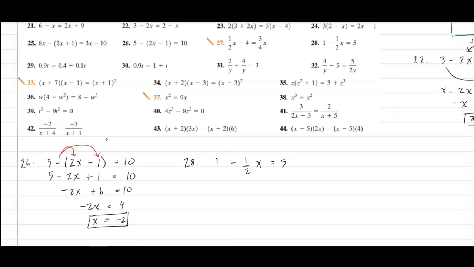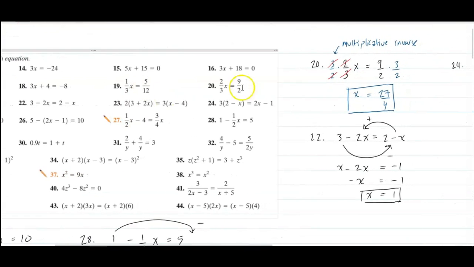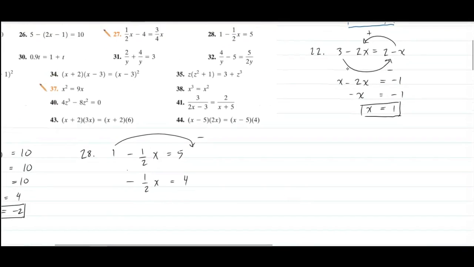All right, so now what we'll do is we'll move the 1 over and it'll become a minus 1. So you'll have negative half x is equal to 5 minus 1, which is 4. And then if you consult what I did for you in number 20, right, how I started with number 20, that's what we're going to do here, is we're going to multiply this negative half by its multiplicative inverse. And its multiplicative inverse is negative 2 over 1, or simply a negative 2. And what that does is the following. It causes the 2's to cancel, the negatives to become positives, and what you're left over with is simply an x on the left side.